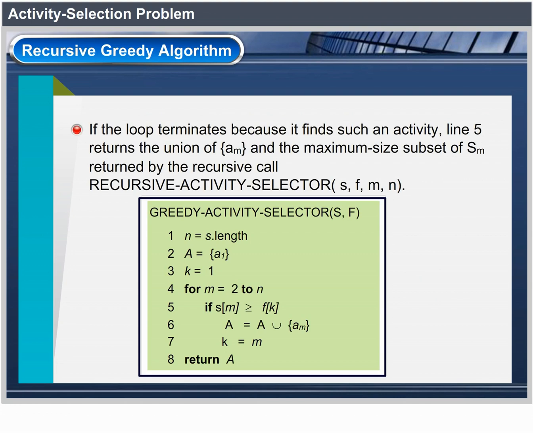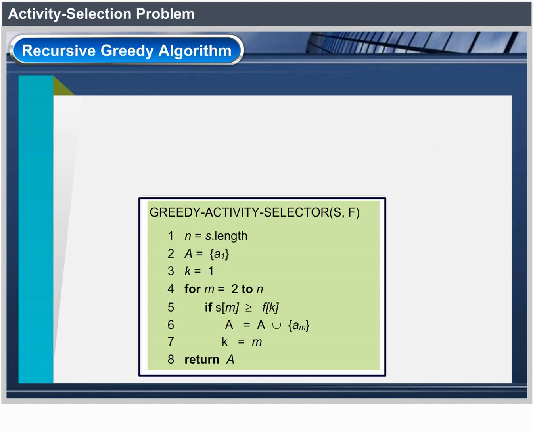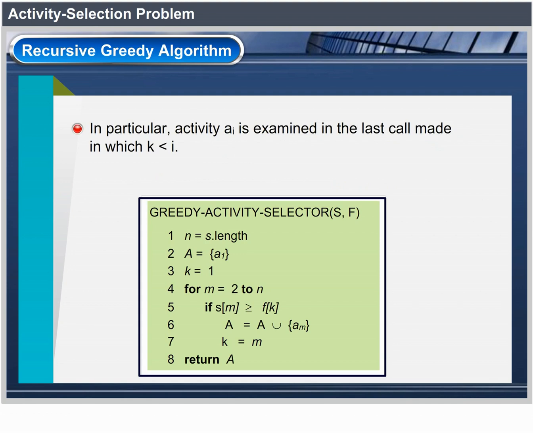Assuming that the activities have already been sorted by finish times, consider the running time of the call recursive activity selector S, F, 0 and n. Over all recursive calls, each activity is examined exactly once in a while loop test of line 2. In particular, activity Ai is examined in the last call made in which k is less than i.